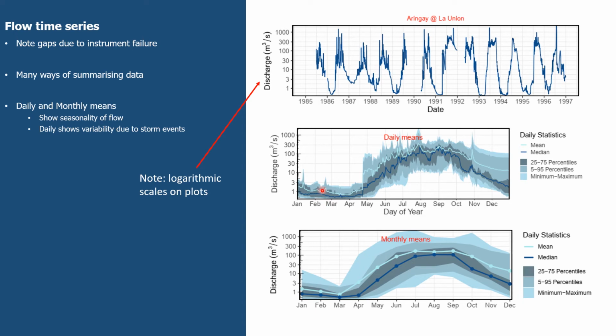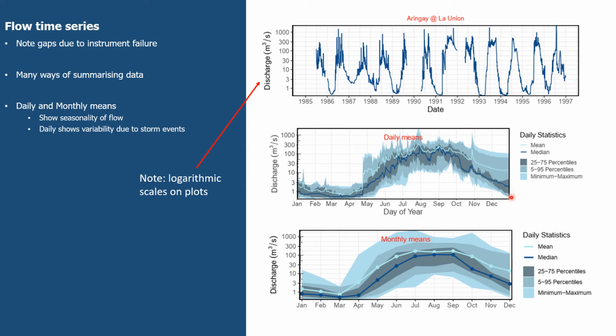The dark shading is the 25th to 75th percentile, the slightly paler shading 5 to 95, and then the very pale shading is the maximum and minimum on that day of the year. And when you do that, the dry season shows up very clearly, flows getting lower down into March and April. Then we have the wet season, flows becoming quite consistent, certainly in terms of the mean, all the way through from July to October, and then falling away again as we go towards the end of December.